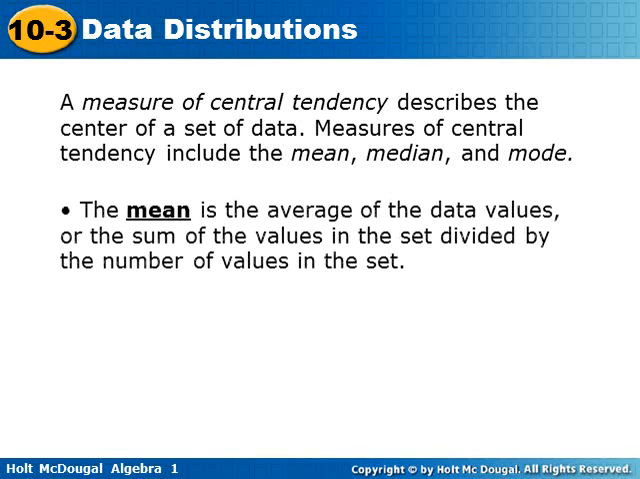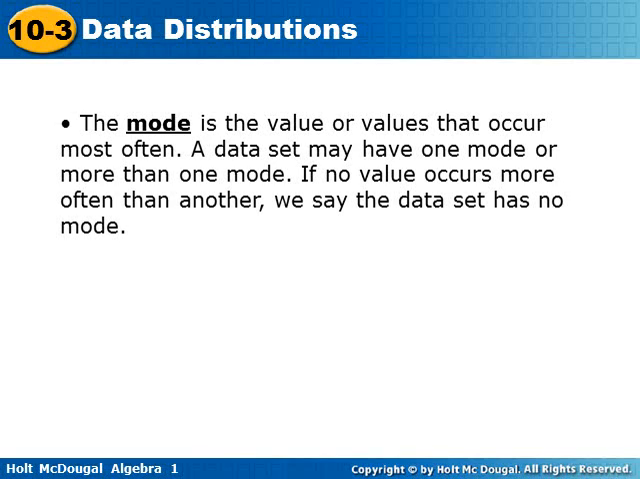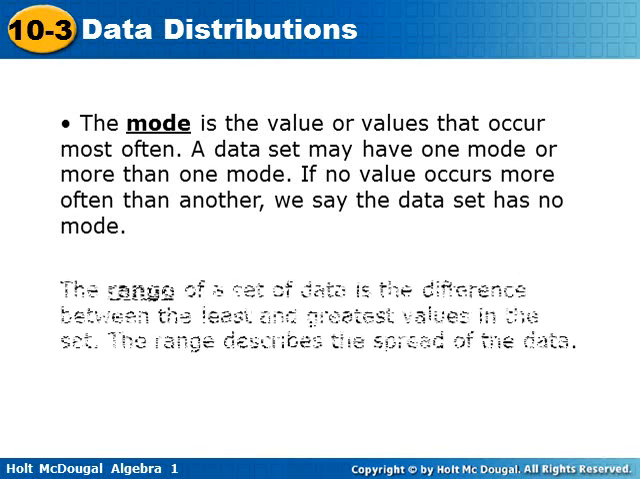The mean is the average of the data values, or the sum of the values in the set divided by the number of values in the set. The median is the middle value when the values are in numerical order, or the mean of the two middle numbers if there is an even number of values. The mode is a value or values that occur most often. A data set may have one mode or more than one mode. If no values occur more often than another, we say the data set has no mode.